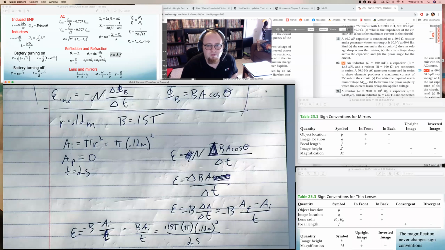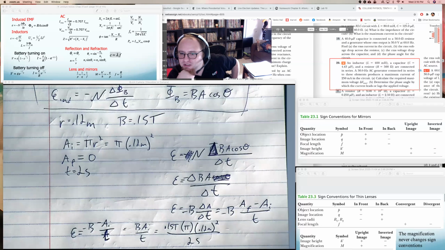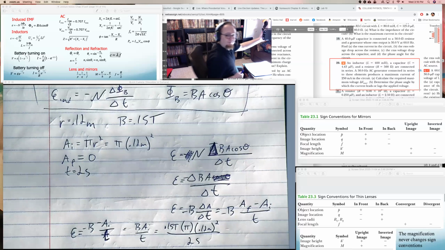My screen is getting super busy. What I was thinking was I would do this problem right here, kind of arbitrarily. I actually haven't even read the problem yet, but it seemed like a good one to do. So it has an inductor, a capacitor, and a resistor connected in series. A 50 hertz AC generator connected in series to these elements produces a maximum current of 250 milliamps. Require the maximum voltage.